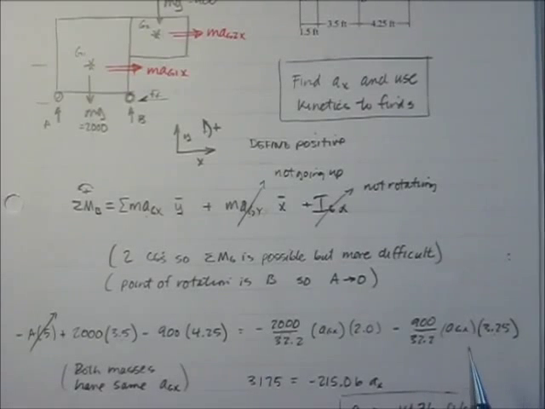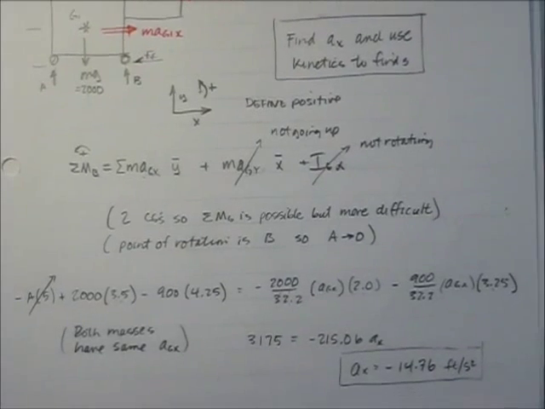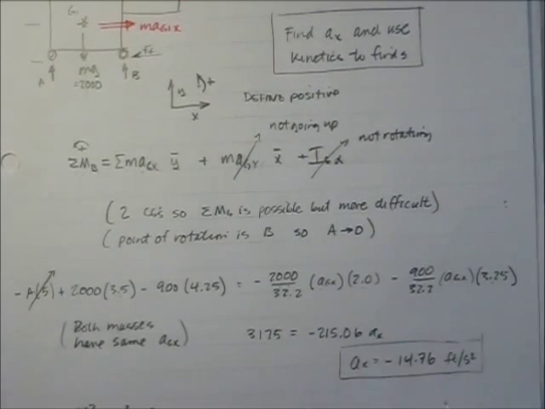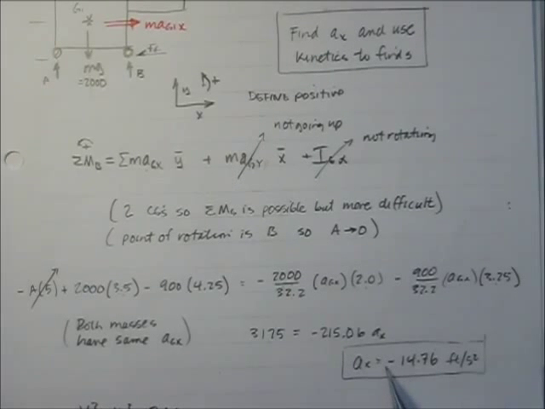Now the next thing to recognize is that because these masses are traveling together, they have the same acceleration, which is the unknown that I want to solve for. So with one equation, I have only one unknown, the acceleration, and I can solve for that: ax is equal to negative 14.76 feet per second squared. Again, it turns out to be a negative number, which is what we'd expected.